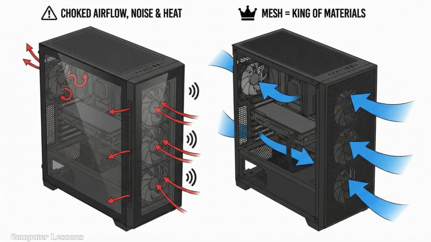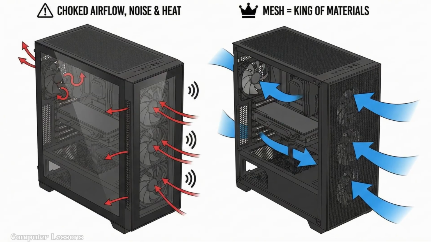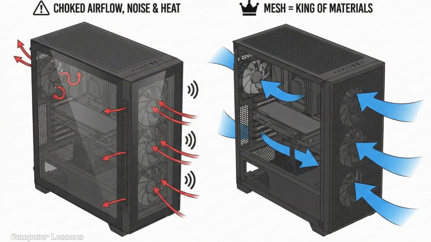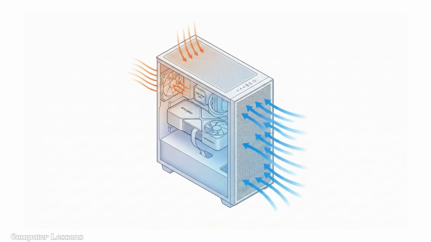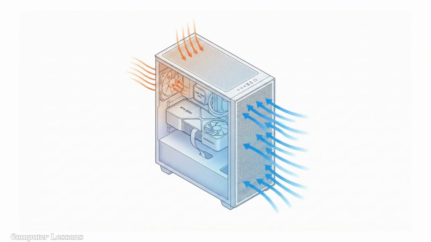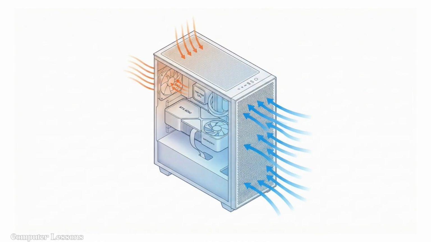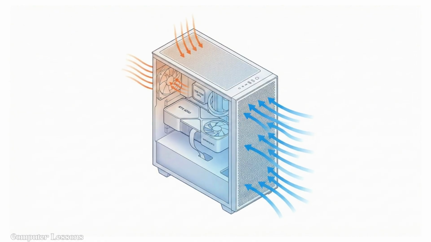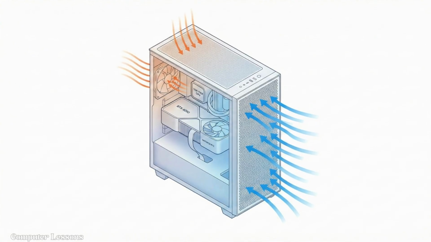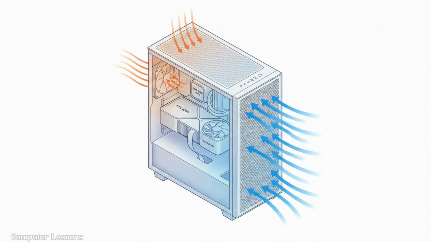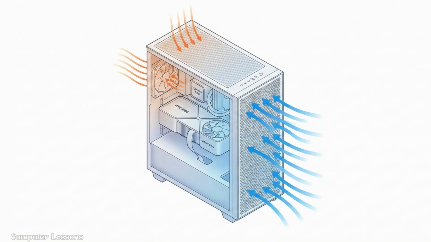For high-performance systems, mesh is the king of materials. A mesh front panel allows air to pass through with almost zero resistance. It turns the entire front of your computer into a breathable surface. If you are running high wattage parts like an RTX 4090 or a top-tier CPU, a mesh case is almost mandatory to prevent thermal throttling.